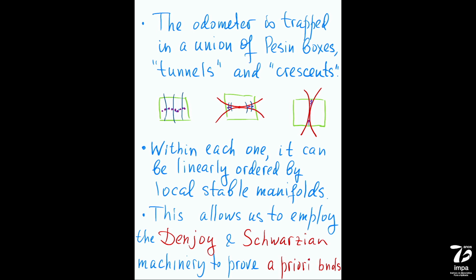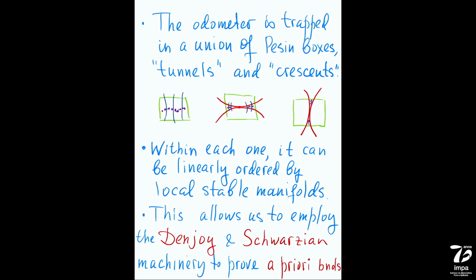And so our result is that it's also in progress, but it is in good shape. It says that within this piece, within these tunnels, crescents, and boxes, the odometer is linearly ordered by stable manifolds. So it is essentially a one-dimensional situation. It can be projected in a controlled geometric way to the one-dimensional picture.